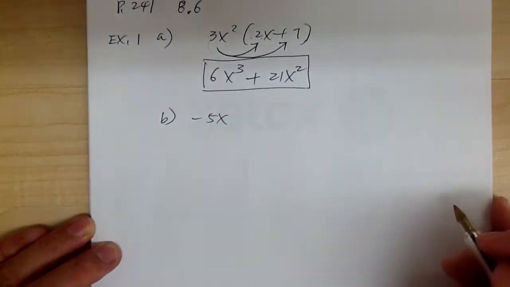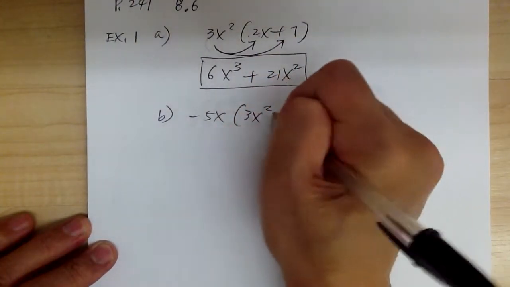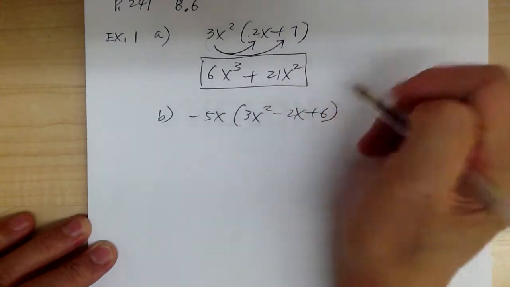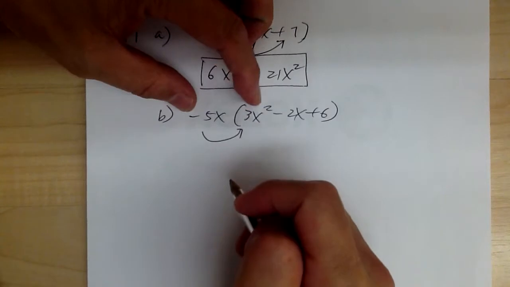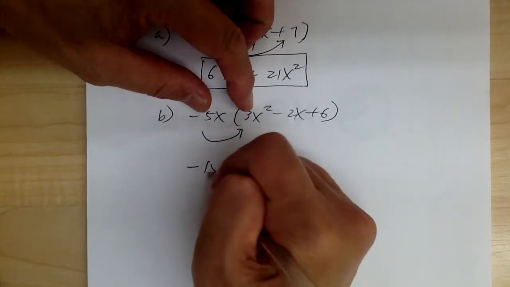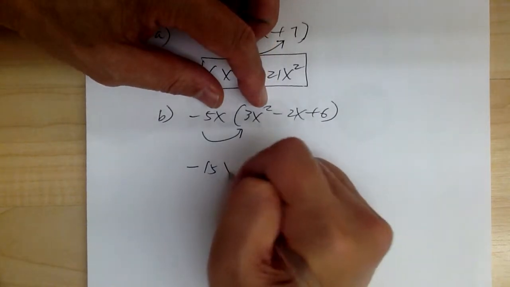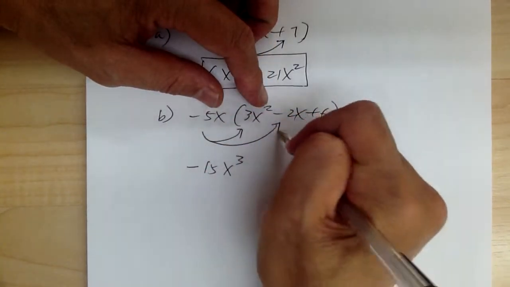Okay, so example 1b, you got negative 5x times 3x squared minus 2x plus 6. Okay, so you can distribute, so you multiply. So sign, negative times positive is negative. Number, 5 times 3 is 15. Alphabet, x times x squared is x cubed. Right? So you can do the first term, then you do the second one.